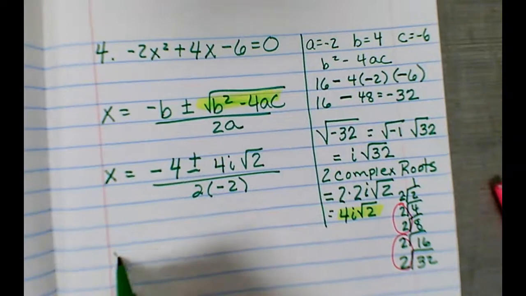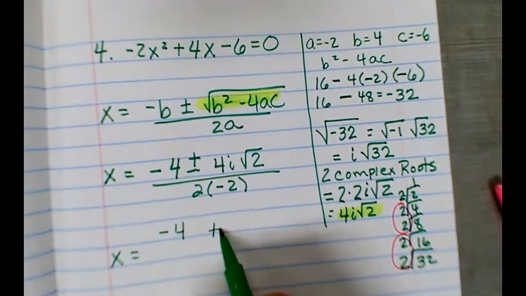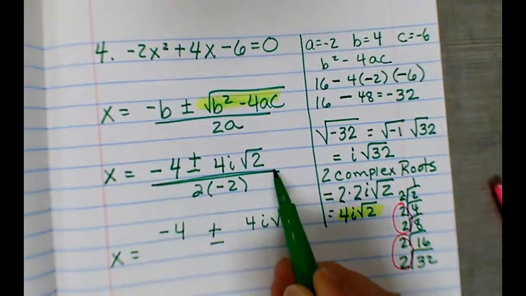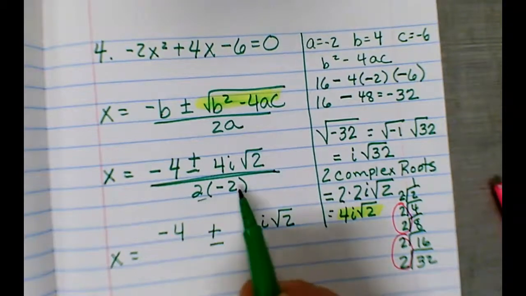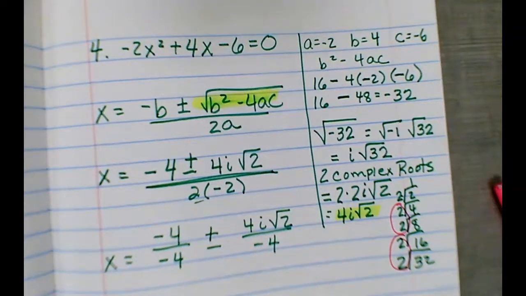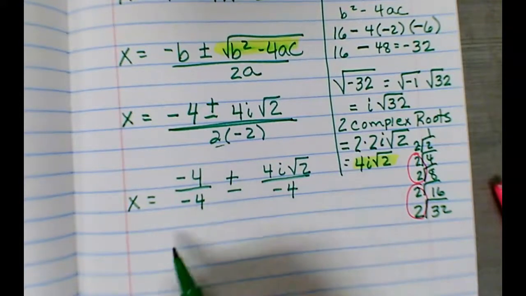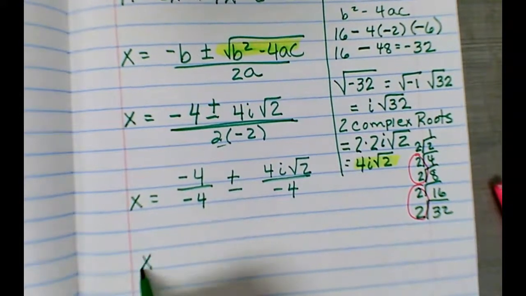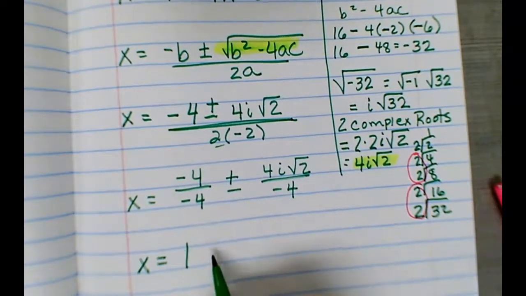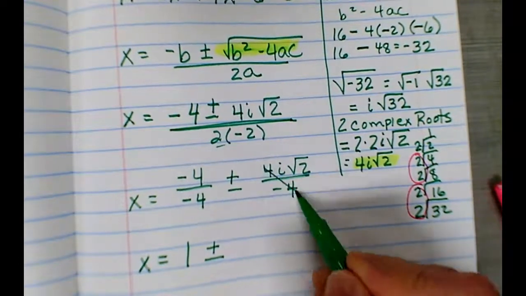In order to simplify a little bit, the line that goes all the way across, 2 times 2 would be 4. -4 divided by a -4 would be... 4 divided by 4 would cancel out the 4s.